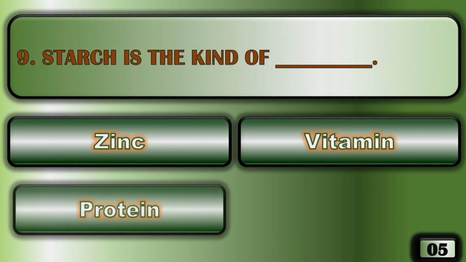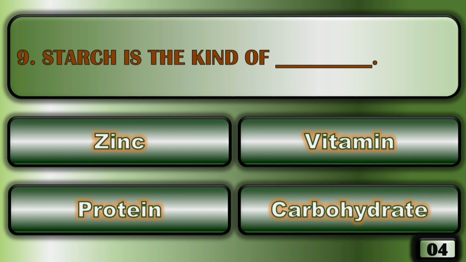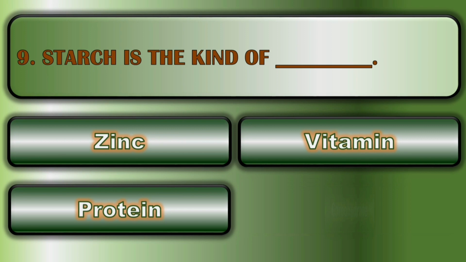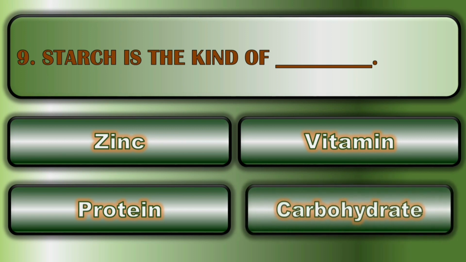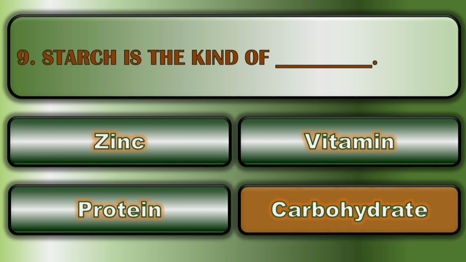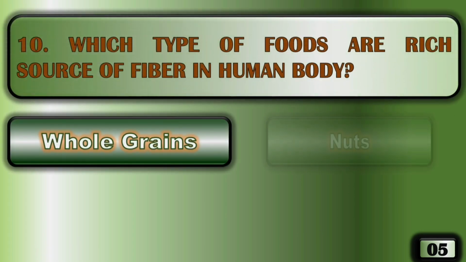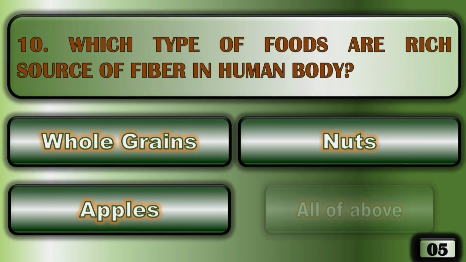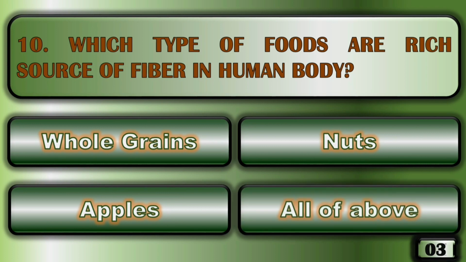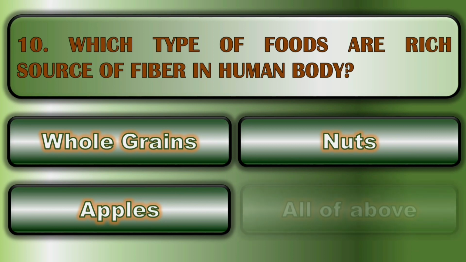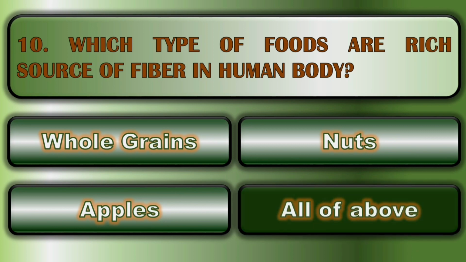Starch is the kind of carbohydrate. Which type of foods are rich source of fiber in human body? All of the above.